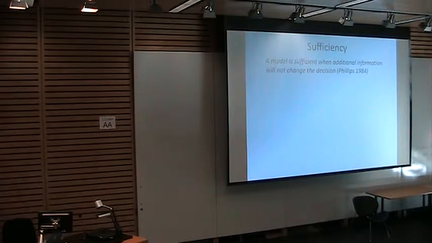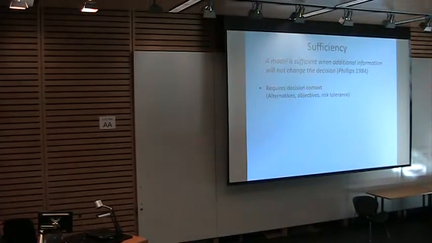What I'm working towards is the idea of developing a clear endpoint for modeling to support decision making. And I'm working on that through this idea of sufficiency. When is a model sufficient for a decision context? This is quite an old idea. The idea is quite simple. A model for a decision context is sufficient when adding more information to the model doesn't change the decision that you're going to make.